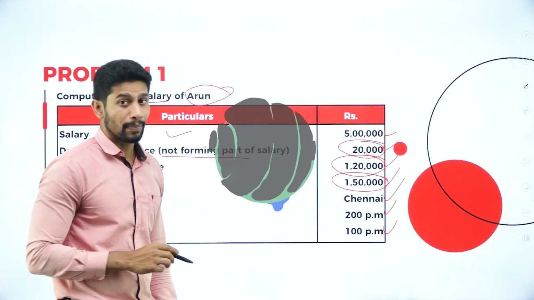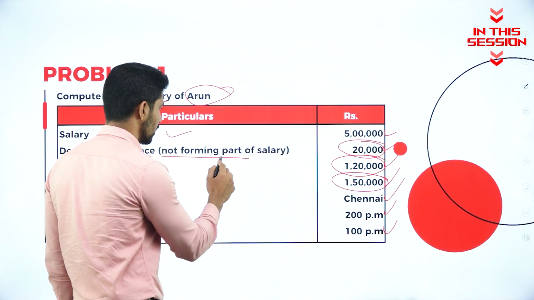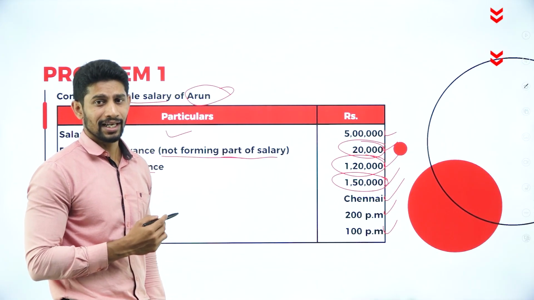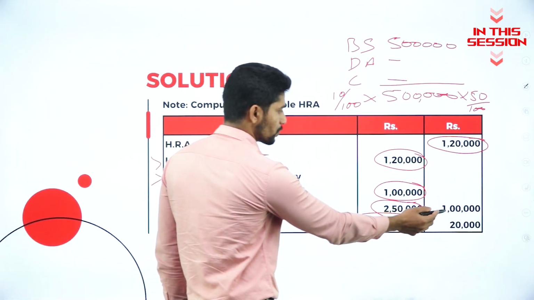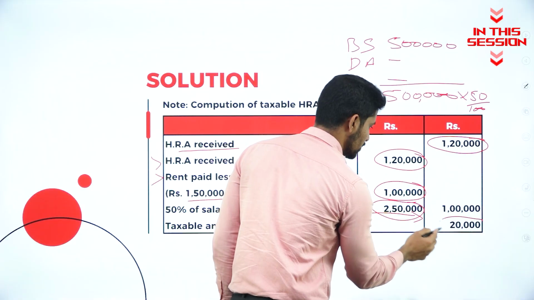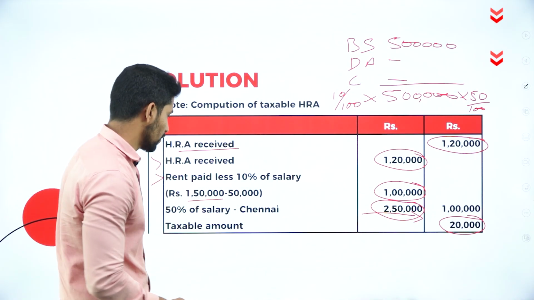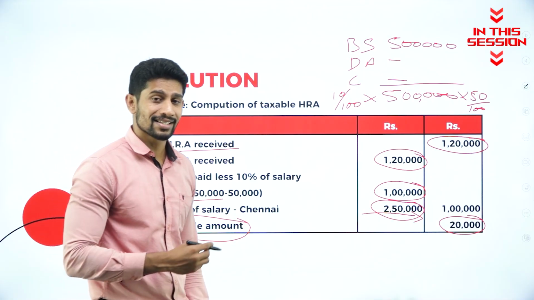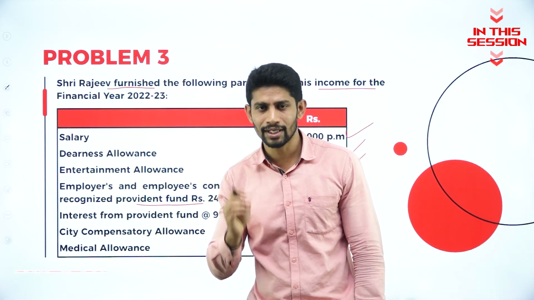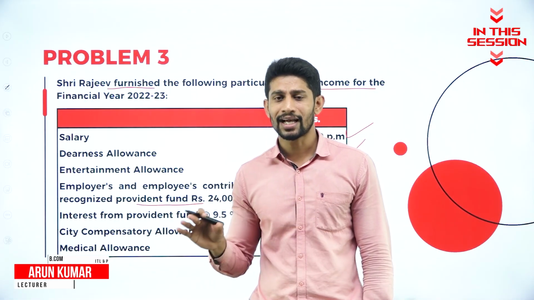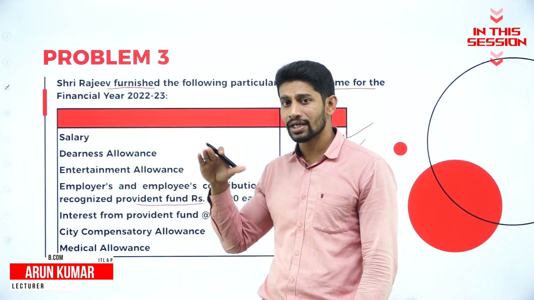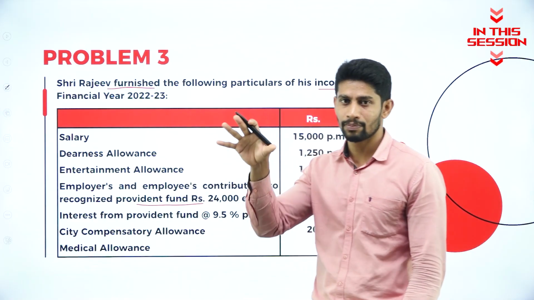DA is not forming part of salary. If this is written, then you are not supposed to take this DA for HRA for salary purpose. Deduct this 1 lakh from 1 lakh 20. What is the balance you will get? Balance is 20,000. That 20,000 is called taxable amount or taxable HRA. Employee contribution is not taxable, it's a deduction, but we will not give the deduction under salary. We will give deduction under total income of that particular employee.